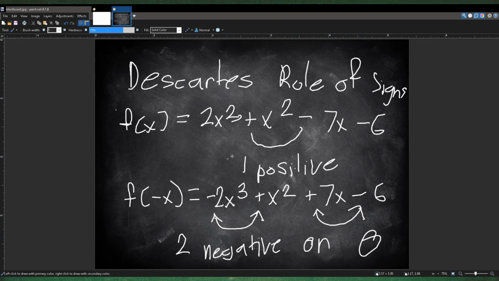To explain this one first, f of x, just leave it as the original equation. Looking for the alternating sign changes will give you the positives. If you plug in f of negative x into the equation, the alternating sign changes from here to here and here to here will give you the amount of negatives. And then you have to subtract by 2 every single time to find the possibilities.